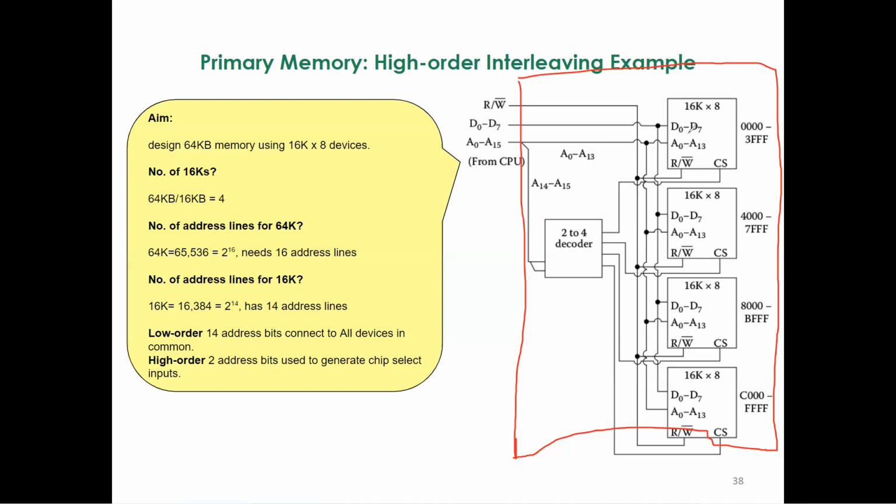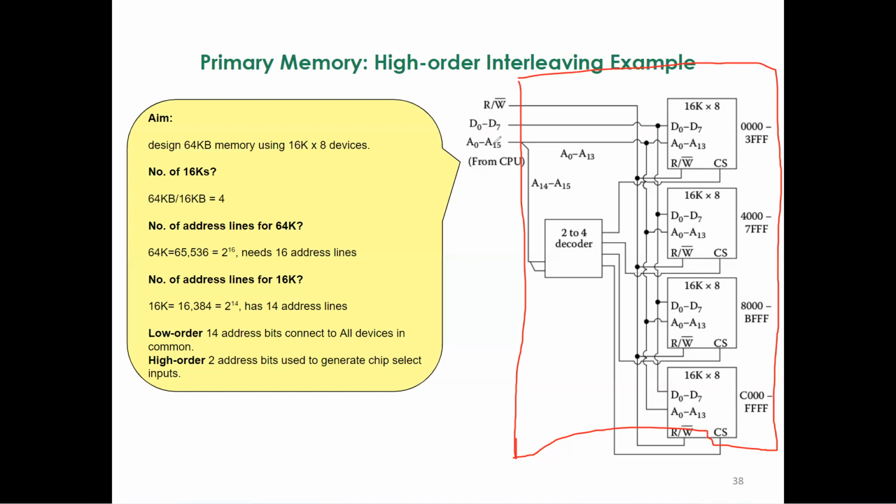Of course, we said they need 14 address lines. So you will have A0 to A13 for module 0, A0 to A13 for module 1, module 2, and module 3, where each of them has 16 kilobytes. And then, of course, you have the control lines for either reading or writing. And then you have the control lines which are used to select that chip, depending on the address that we have at the terminals.